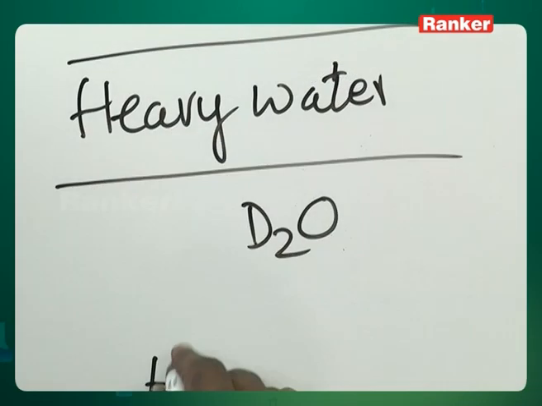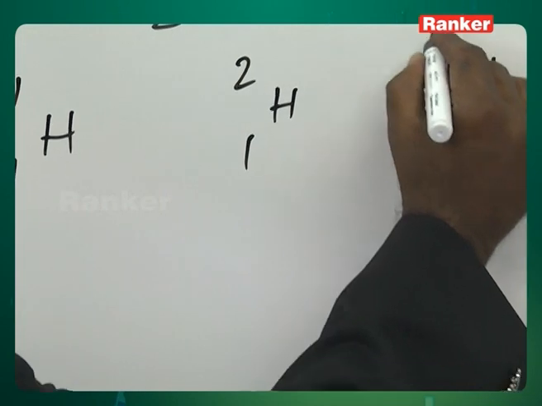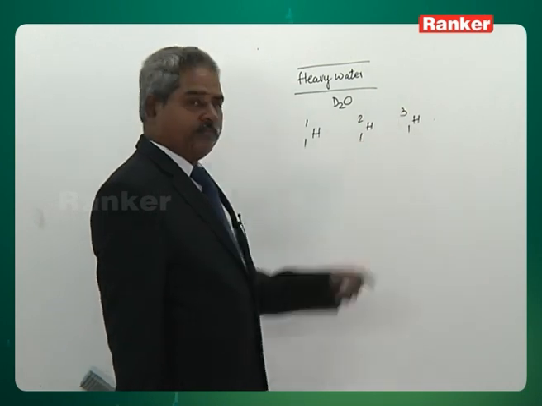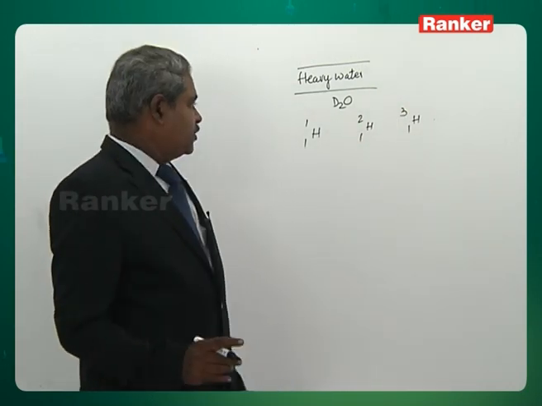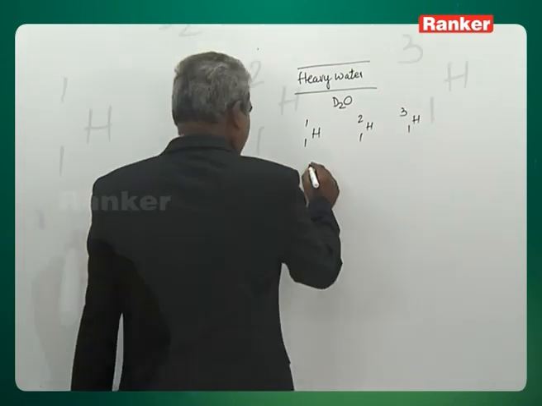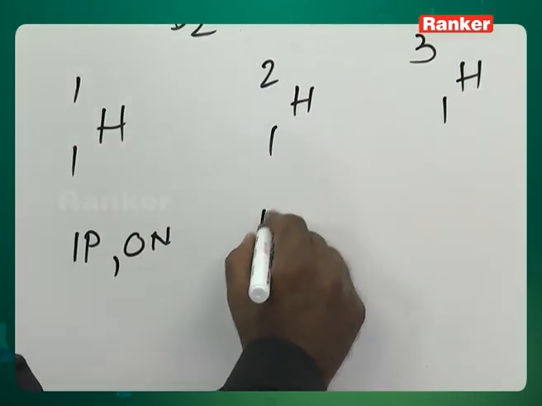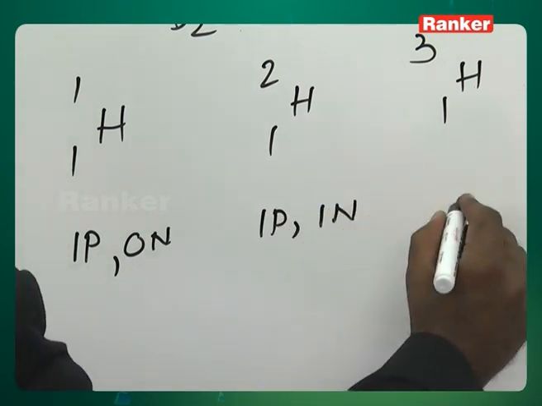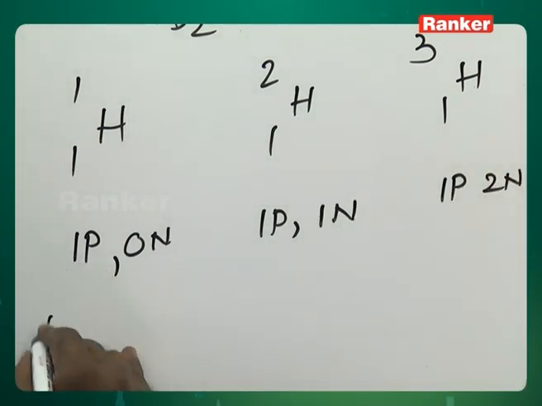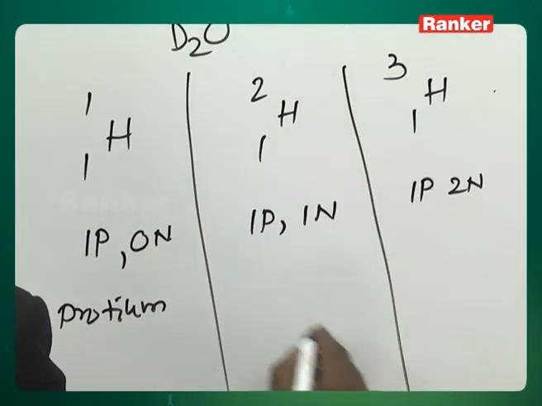Because you have 3 isotopes of hydrogen, H11, H12, H13. What are isotopes? Same atomic number but differing mass number, because protons and electrons will be fixed. Neutrons can be anything. Here you have 1 proton and 0 neutrons. There is no neutron at all. Here you have 1 proton and 1 neutron. Here you have 1 proton and 2 neutrons. This is called protium. H11 is called protium. H12 is called deuterium.